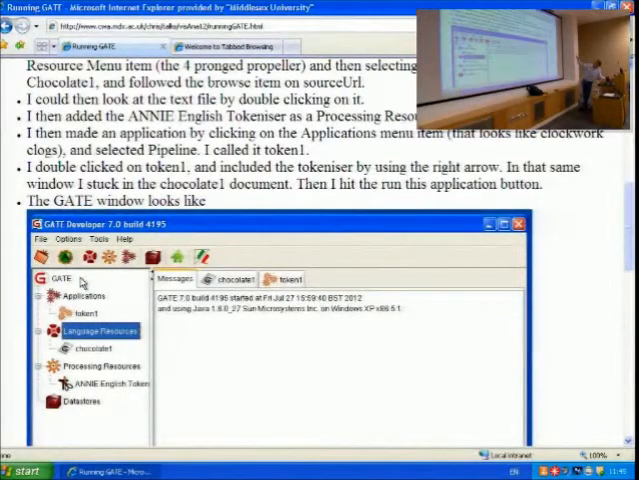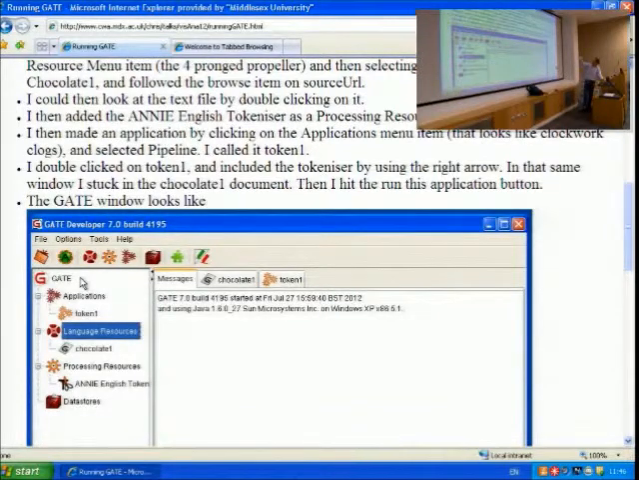Yeah? I then added the ANNIE English tokenizer as a processing resource. Right? It comes with a whole bunch of prepackaged packages. Right? And I took the tokenizer. You mentioned tokenizing. So what you want to do is take the document and break it up into tokens, because that's what you care about. Yeah?